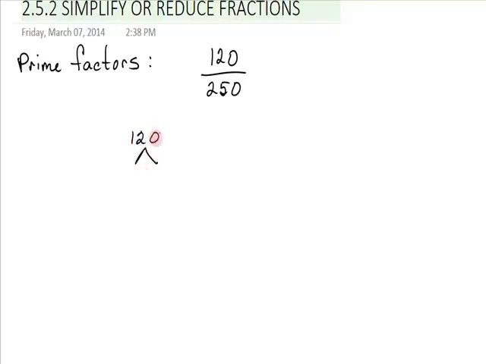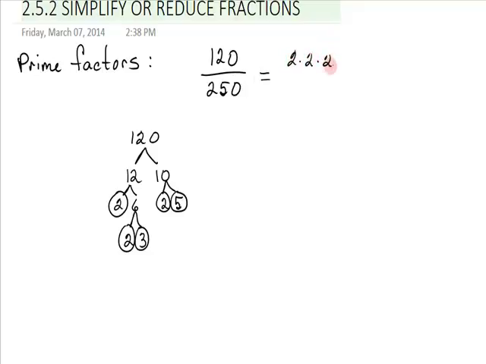Prime numbers. Well, you can factor any way you want, and you know that this is 12 times 10. But those are not prime numbers. So the 10 is 2 times 5, and those are primes. The 12 could be 2 times 6, and that's a prime, and 6 is 2 times 3, and those are primes. That's not the only way to factor that, but no matter how you go about it, you're going to have 2 times 2 times 2 times 3 times 5. I went 2, 2, 2, 3, 5.